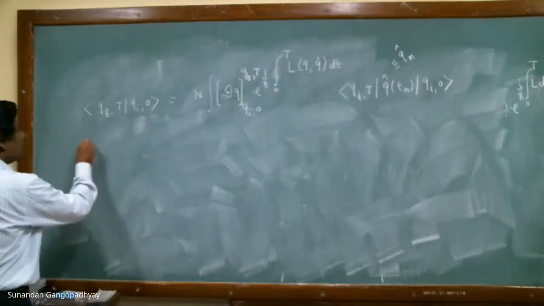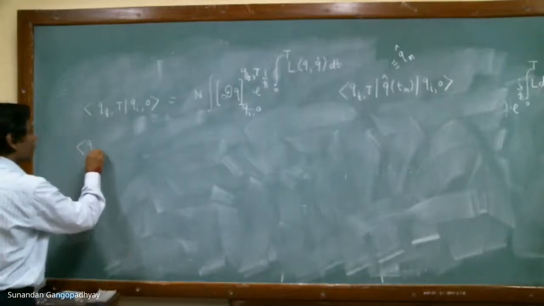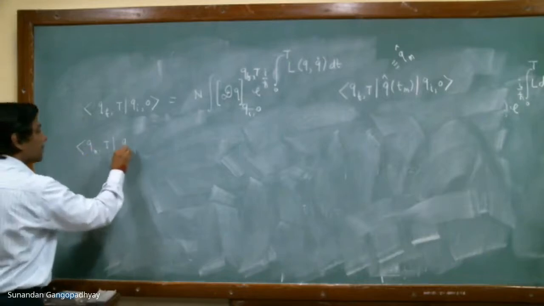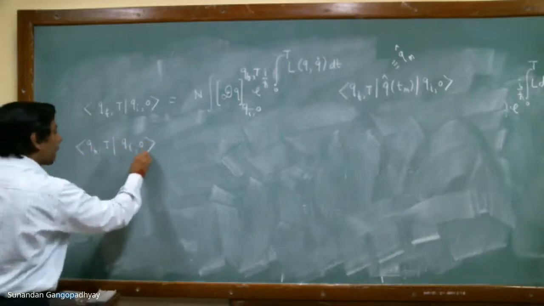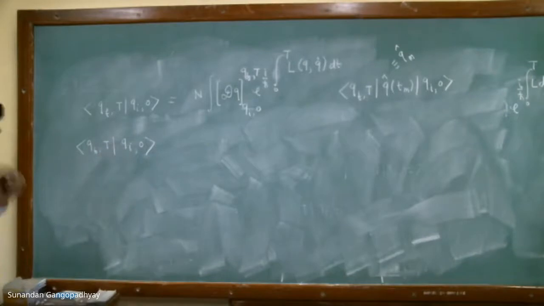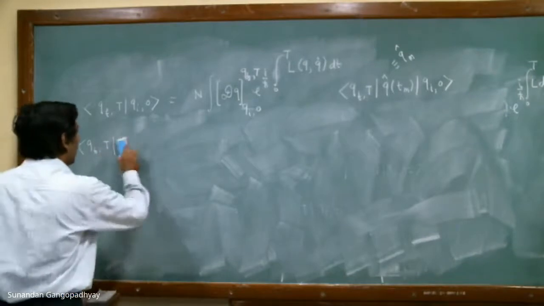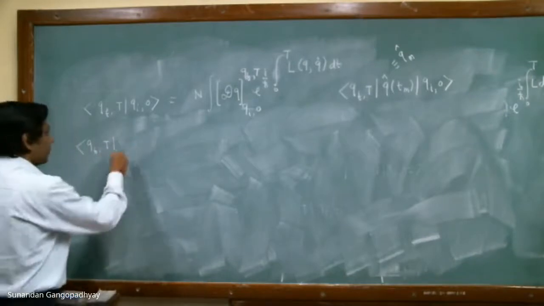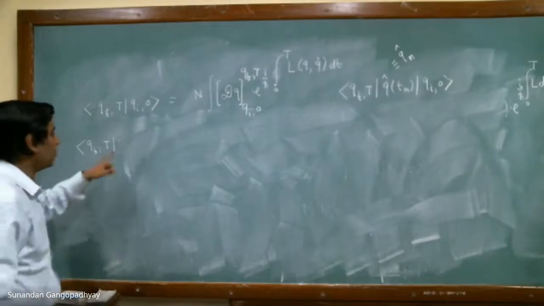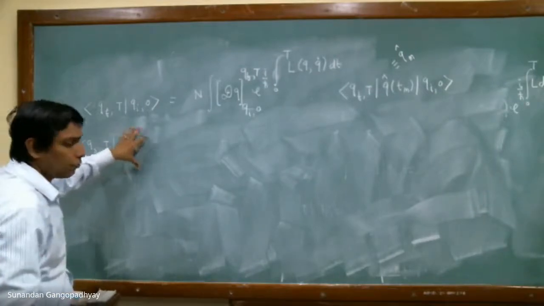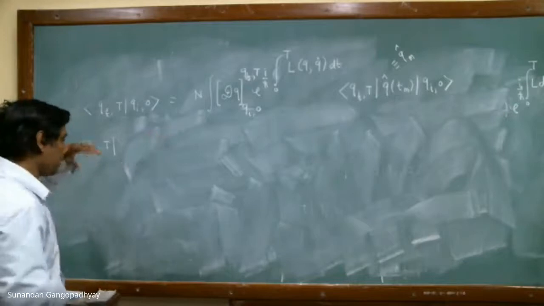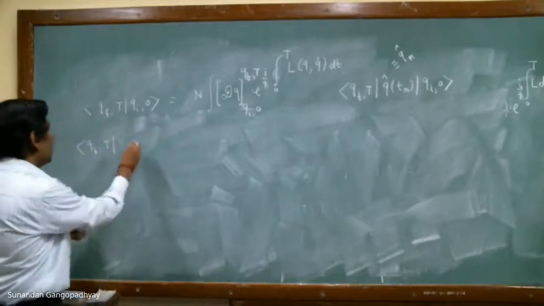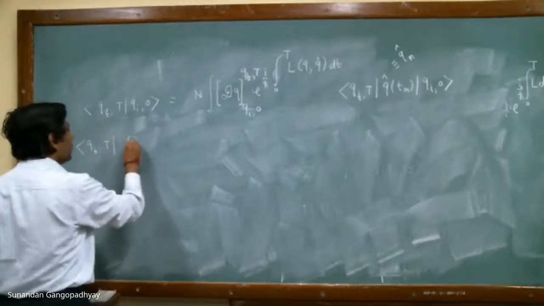So now let us consider the following. Suppose, in the earlier example that I showed you, I took a time-ordered product of two position operators defined at two different times. But now let us consider the following.